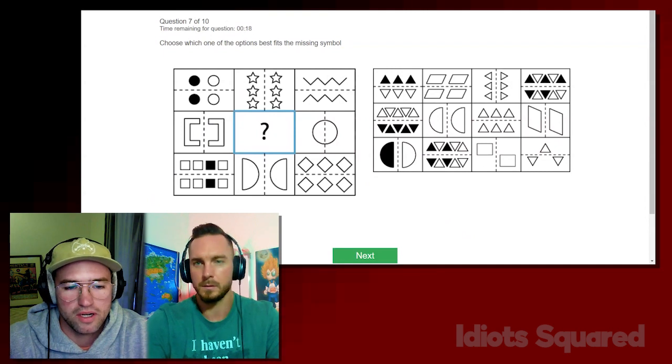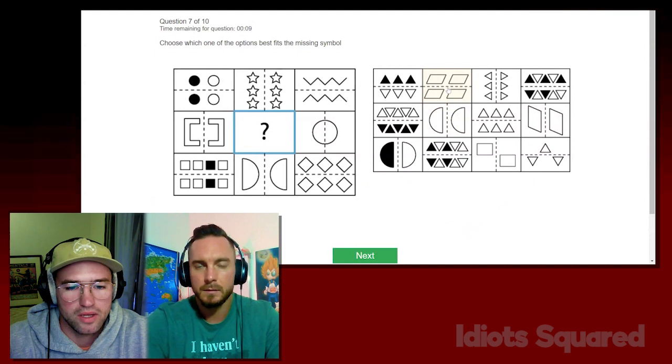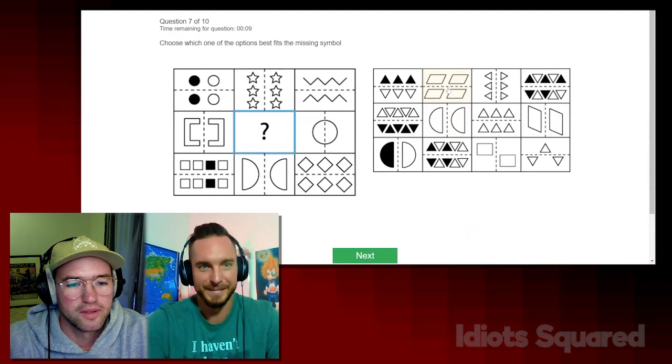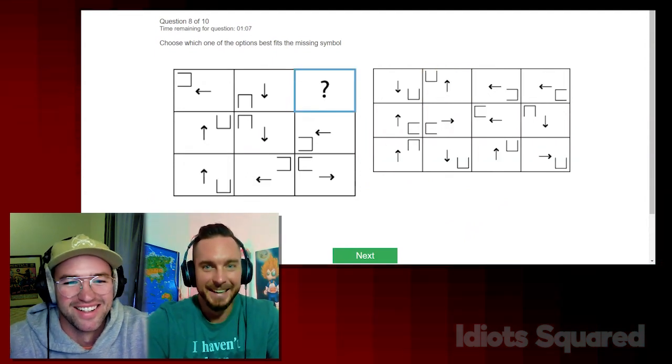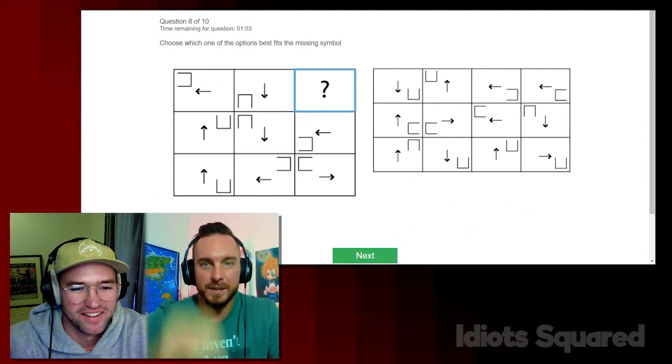So I think this one's got to be a cross, like a sideways one. Okay. Which one? And it's got to be a mirror image. It could be that. Could be the 3 triangles. Sorry, I ran out of time. Did you select one? Yeah, the first one you mentioned I selected.